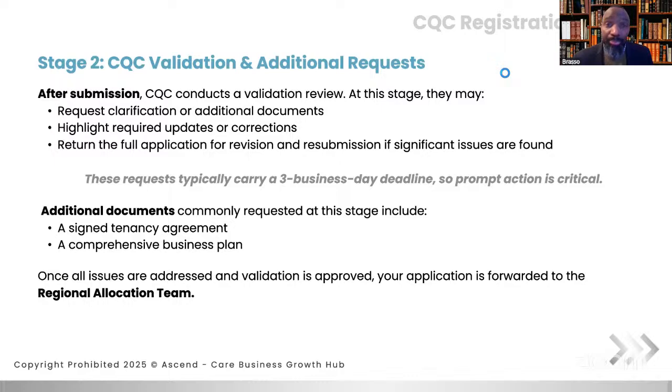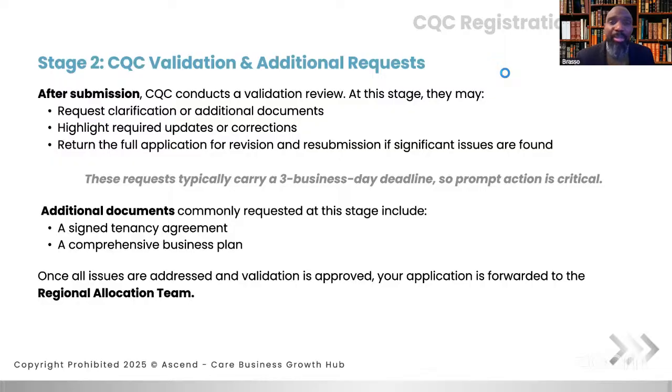So if you receive an email from CQC, don't panic. You need to understand what they're looking for. If it's something that you are unable to provide within that specific time frame, email them and ask for more time. Say that for these particular reasons, I'm unable to give you all the required documents or information, give me a week or so. Most of the time, CQC will extend. So it's very, very important.